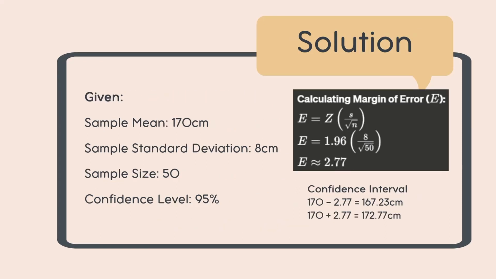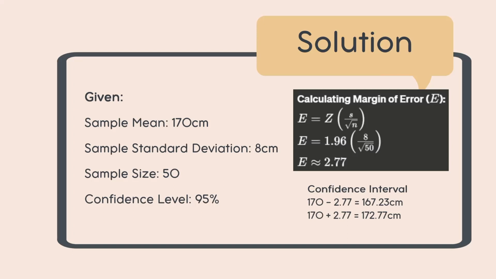So for our given, the sample mean is 170 cm, the sample standard deviation is 8 cm, the sample size is 50, and the confidence level is 95%. So for our solution, for a 95% confidence interval, the z-score is approximately 1.96. This value is obtained from standard normal distribution tables or statistical software. So the confidence interval is calculated as follows.